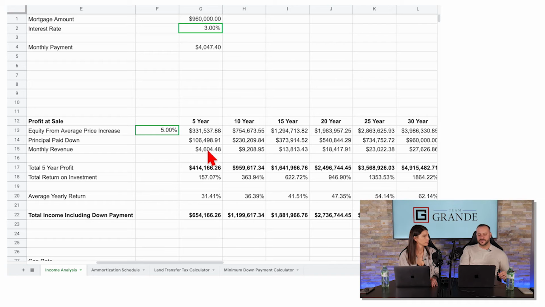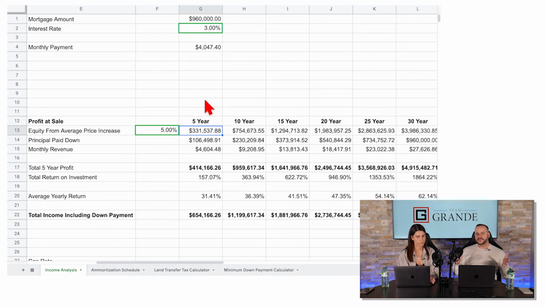You're going to think, what am I going to do with it? But let's look at the big numbers. Five years down the road, you're at $76 a month. You're going to make $330,000 in equity from the price increase. $106,000 is going to be paid down, plus your $4,600 over 5 years that you collected, your $76 a month.